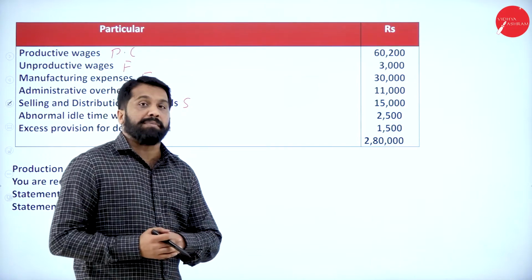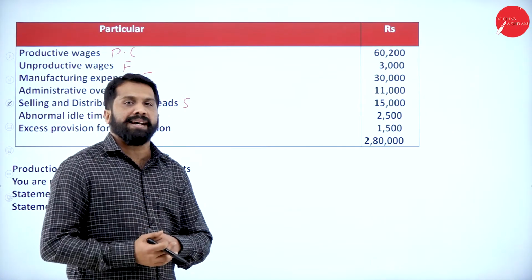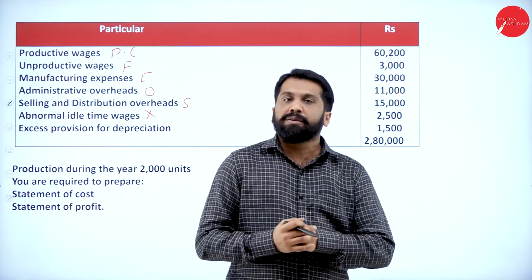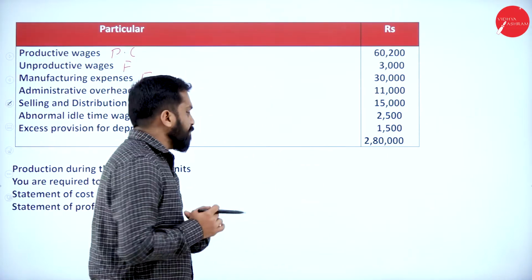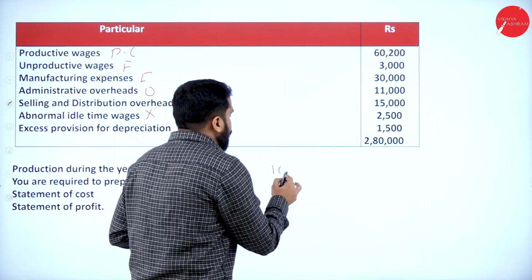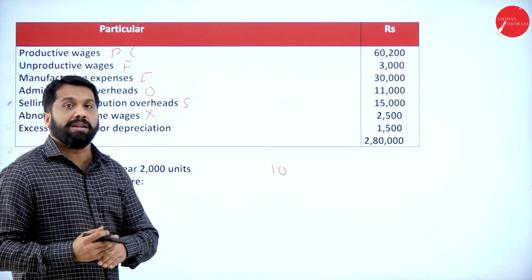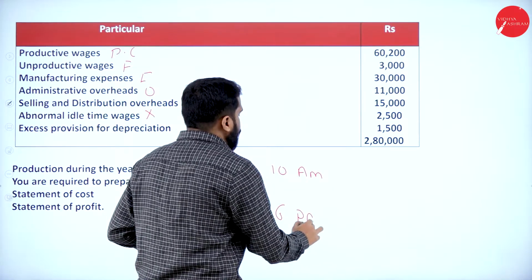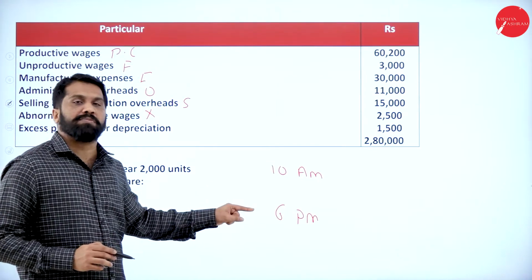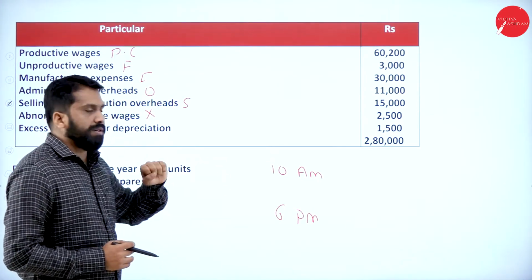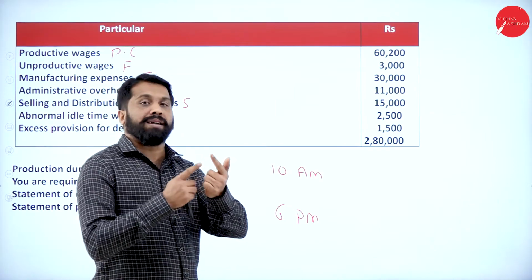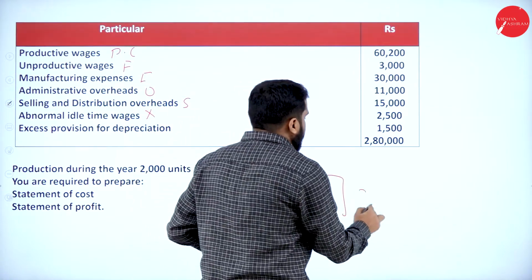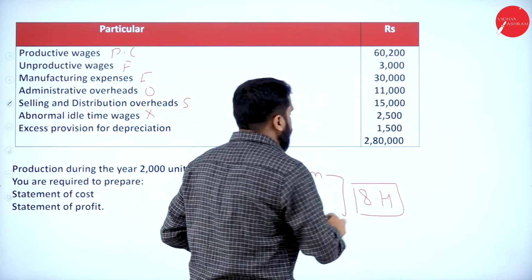For your 5 mark theory, you may expect the question: what is idle time. Normally, what happens? You're working as a manager or works manager in a company. What are your timings? Morning 10 o'clock, you're supposed to log in. Your log out may be 6 p.m. So 10 a.m. to 6 p.m. is your working time. How many hours are you working? 10 to 11, 12, 1, 2, 3, 4, 5, 6. You are working for 8 hours.